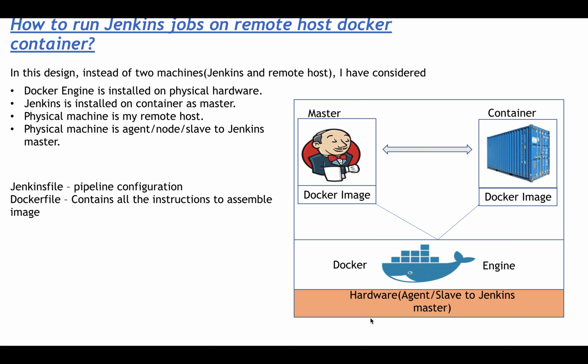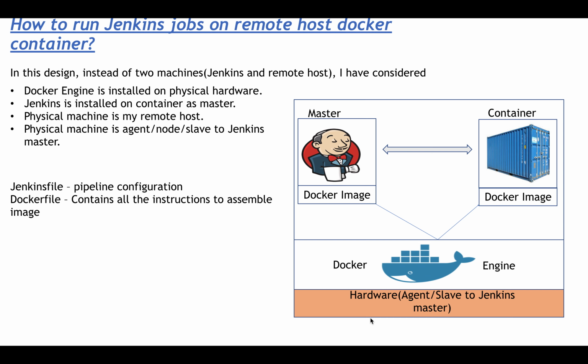Okay, let's see. In this design, instead of two machines, Jenkins and a remote host, I have considered one physical hardware, which is my machine, my laptop. In the laptop, Docker is installed on the physical hardware. Next, Jenkins is installed on a container as master. In my machine, the physical hardware, I created one container on the Docker engine and installed Jenkins and made that my master machine.